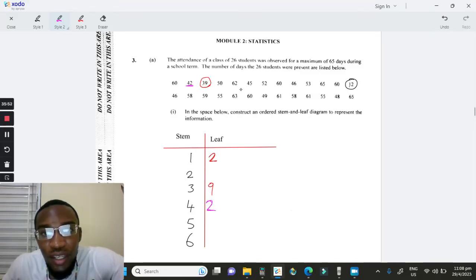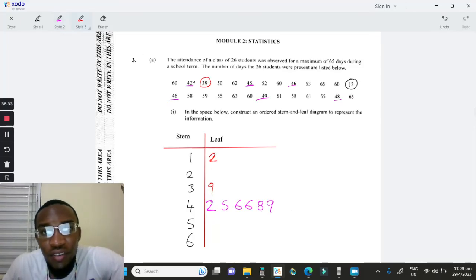And then now I'm looking. Do I see another 42? Nope. Do I see 43? Nope. But I see 45. Do I see another 45? Nope. I see 46 and 46. I put 6 and 6. Do I see any more 46? Nope. So I'm looking for 47. Don't see any 47. I see 48. So I put 8. Do I see any more 40s? I see 49 here. So I put a 9.